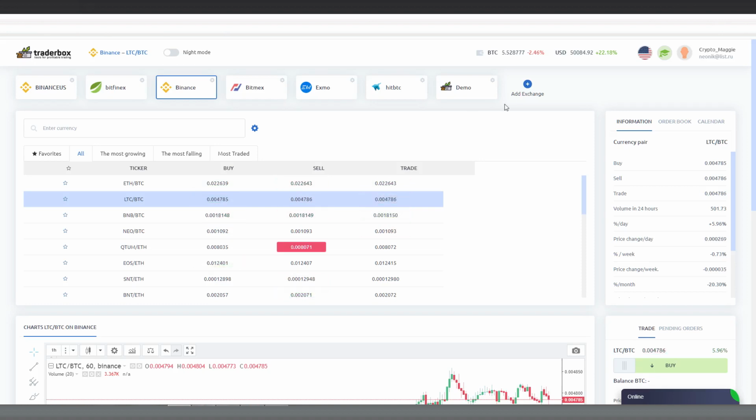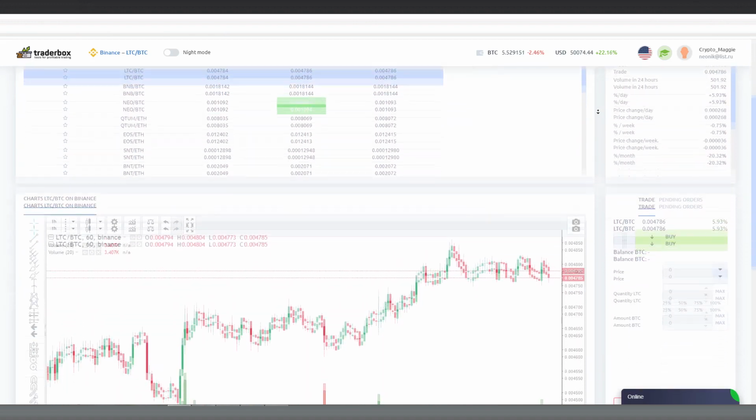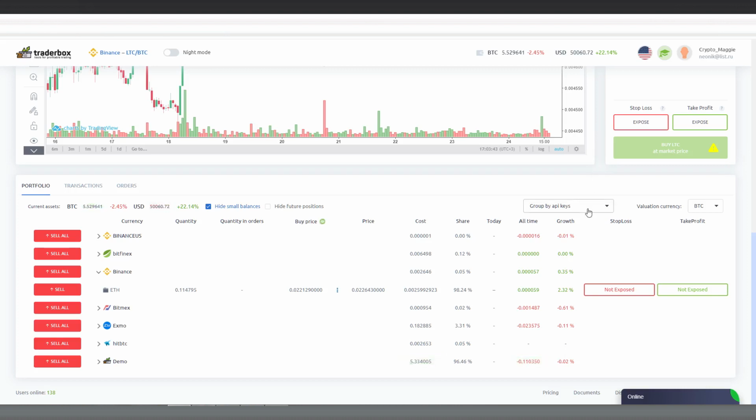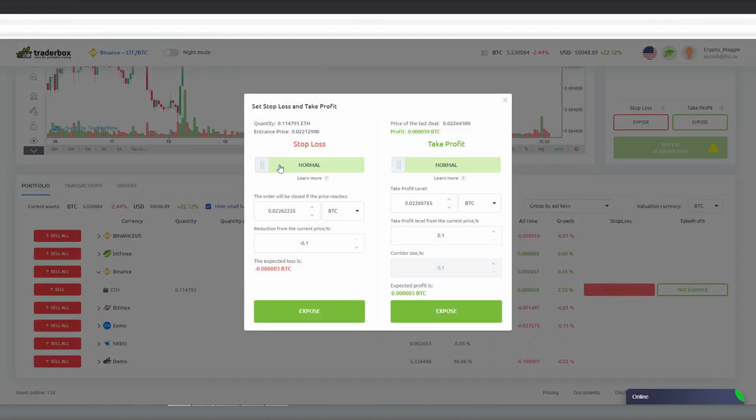In this video, together, we will find out what trailing stop loss and trailing take profit actually mean, and how these orders work. So let's start. To begin with, we need to place orders. First of all, select the Portfolio View tab and place orders by clicking on the Expose button. Move the slider to Trailing.